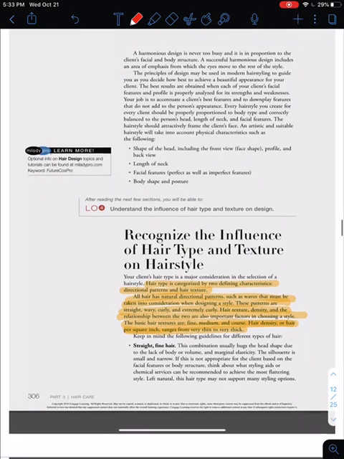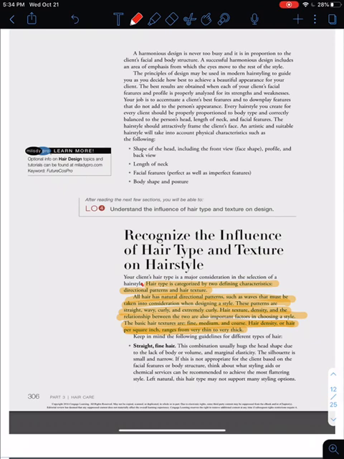Moving on to the next page, it says recognize the influence of hair type and texture on style. We'll start here where it's highlighted. Hair type is categorized by 2 different characteristics: directional patterns and hair texture. All hair has natural directional patterns, such as waves, that must be taken into consideration when designing a style. These patterns are straight, wavy, curly, and extremely curly.